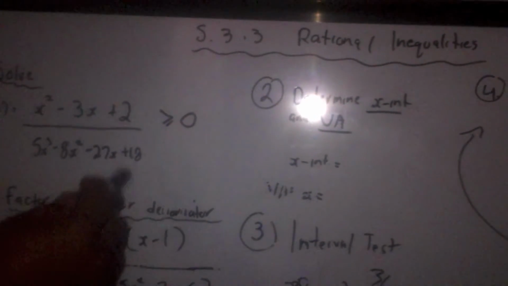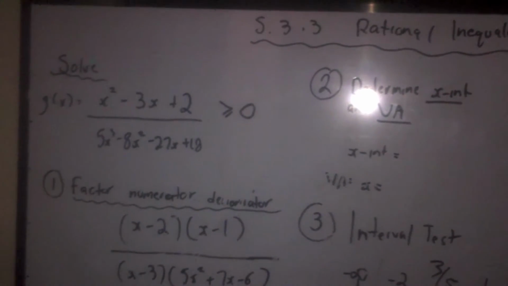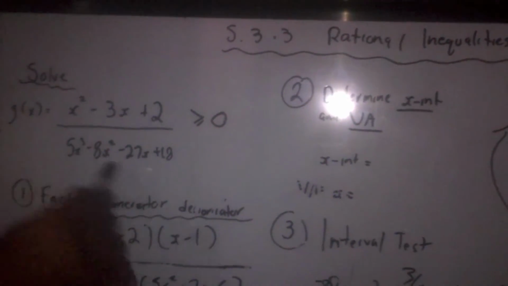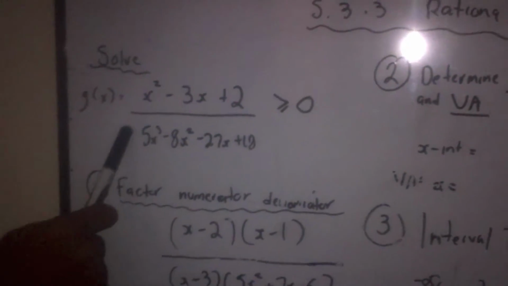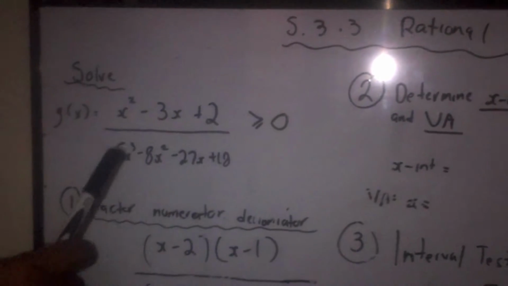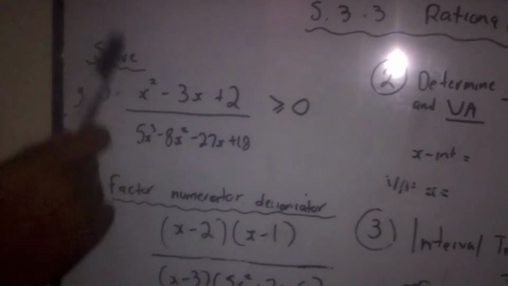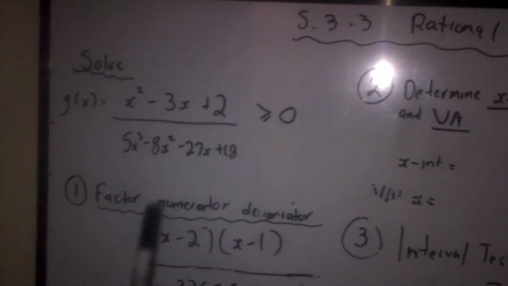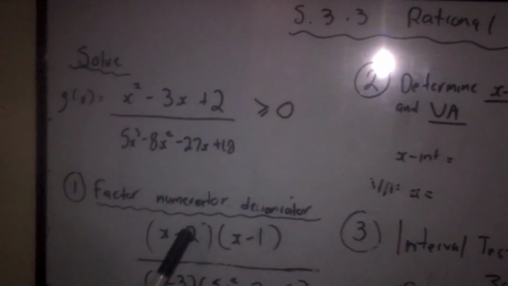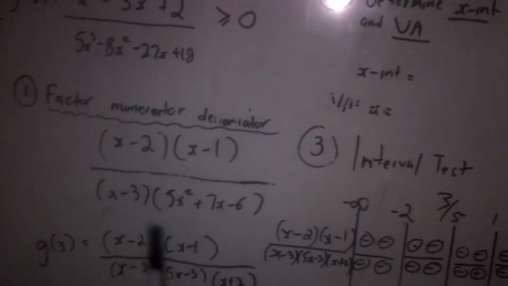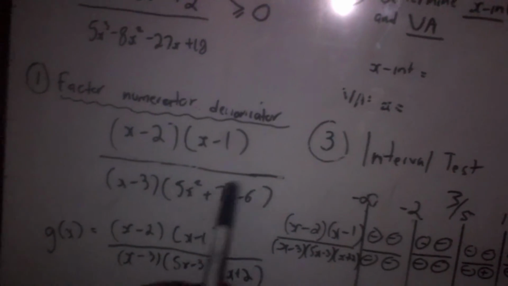Alright, so here we have an actually more advanced type of question. It's still a rational inequality, but right now this is a quadratic over a cubic. What we're going to have to do in this case is factor both the numerator and the denominator. The quadratic would be very simple to factor, where you would get (x minus 2)(x minus 1) over (x minus 3) times (5x squared plus 7x minus 6).